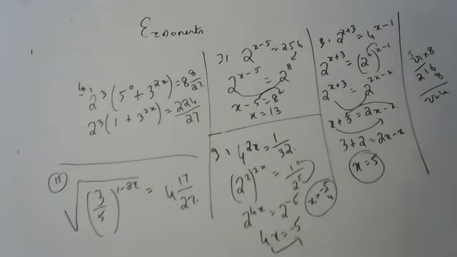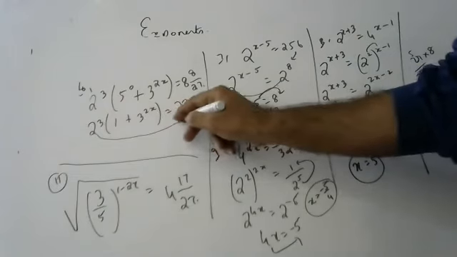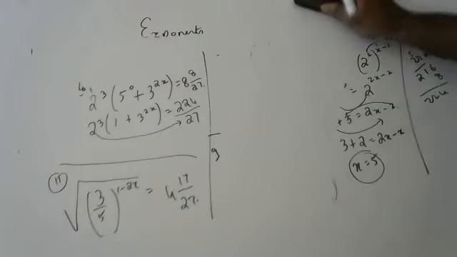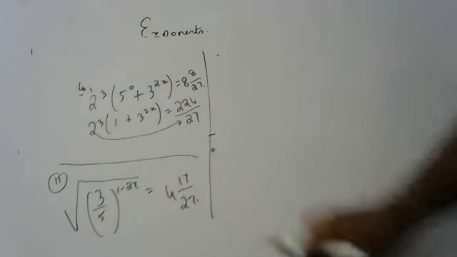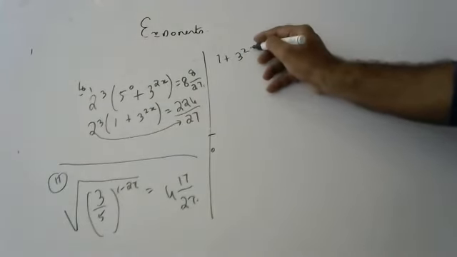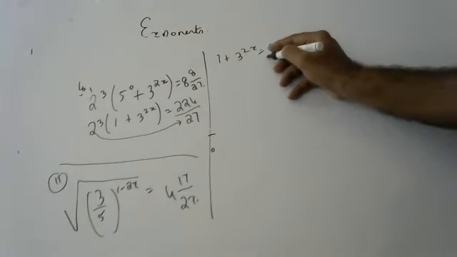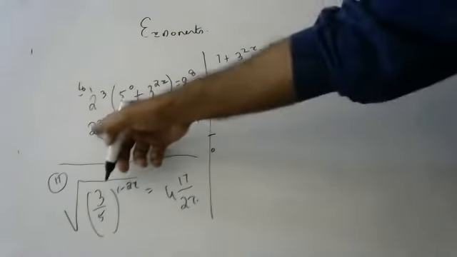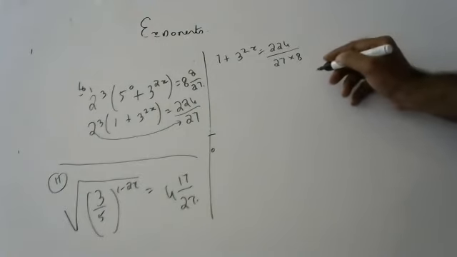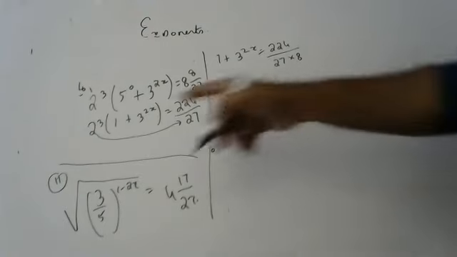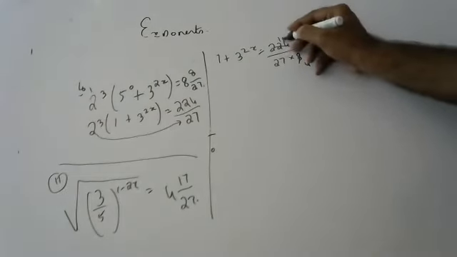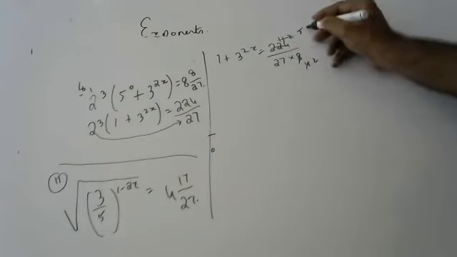Now what will we do? 2 cube will come down. So children, please concentrate and bring that sum. 1 plus 3 to the power of 2x is equal to 224 by 27. 2 cube is 8, children. 224 divided by 8: 8 times 2 is 16, so 2 2s are 28. Yes, very good. 28.